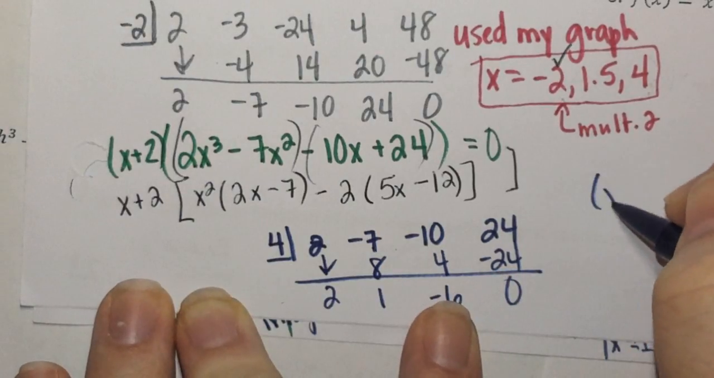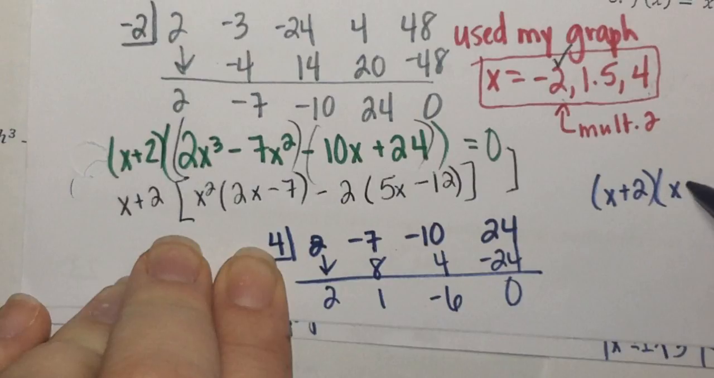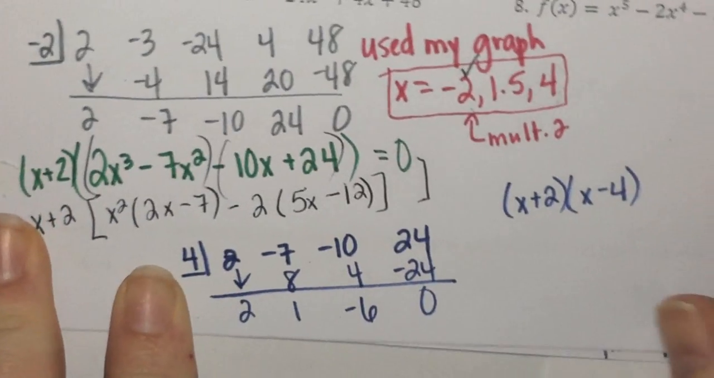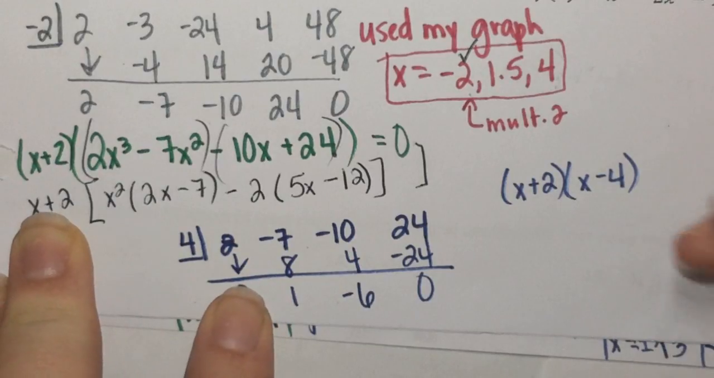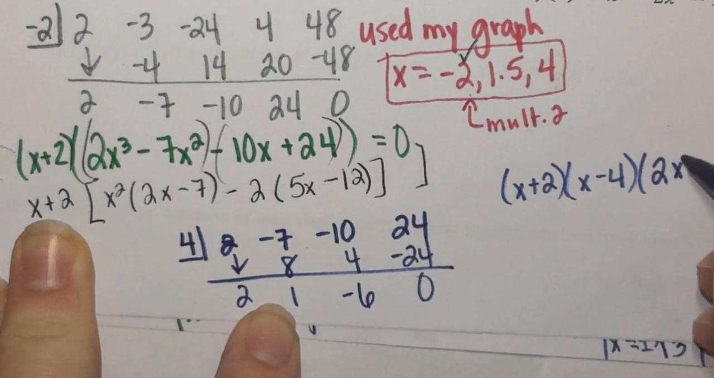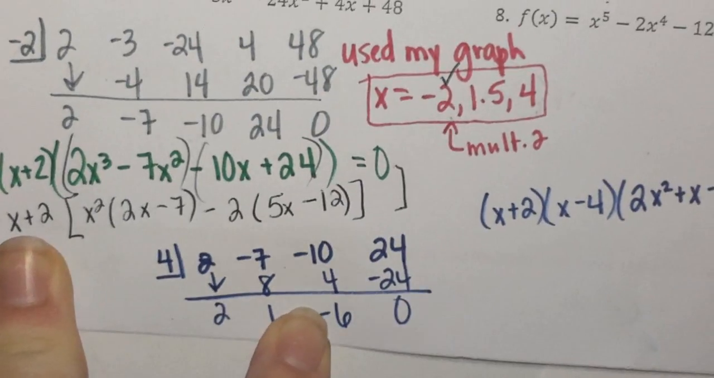So I already knew about the 2. I've already used them. I just used the 4. And then last but not least, this used to be to the third, so now I got to go down to squared. It's going to be 2x squared plus x minus 6.